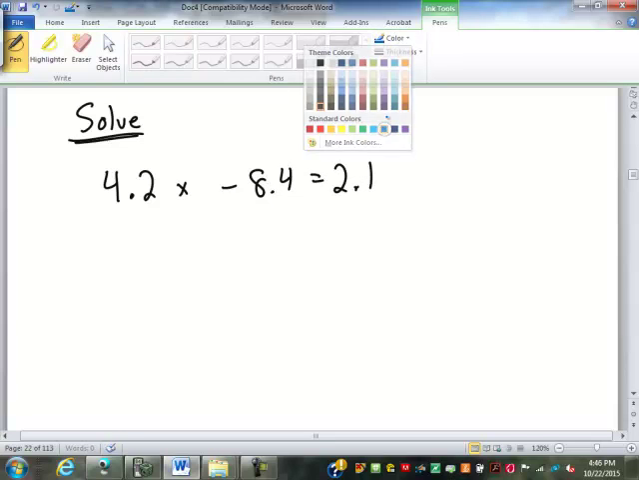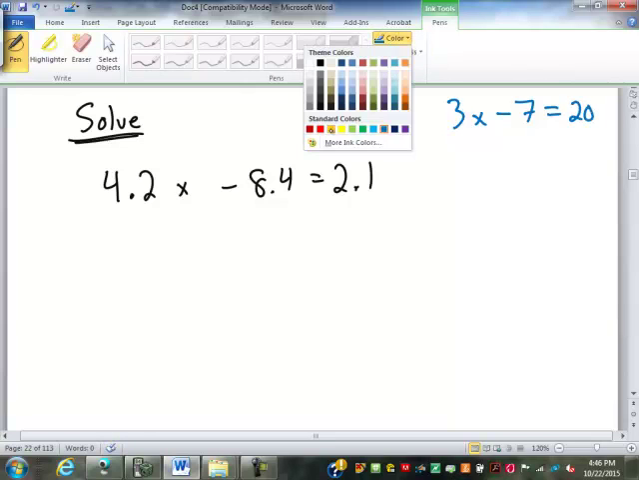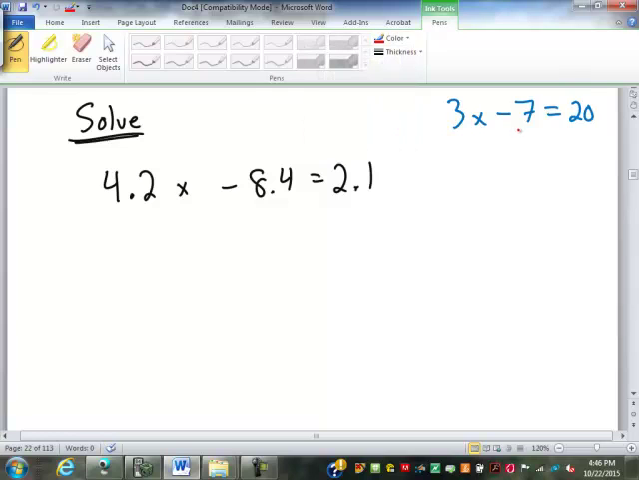Now, just like with the fractions, this looks scary, but it's really just another one of our simple equations. If you think back, we had equations like 3x minus 7 equals 20. How did we solve this equation here? Add 7 to both sides. 3x equals 27. And then divide by 3. X equals 9. This is the exact same form of an equation. Just the decimals make it look ugly.